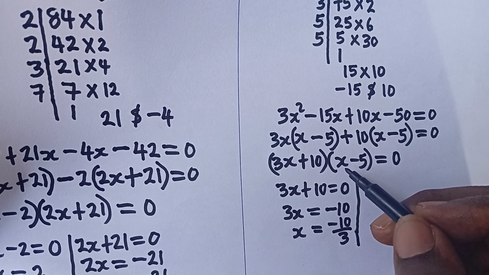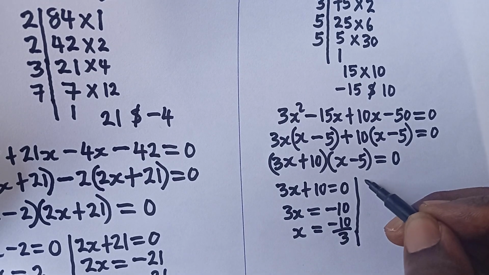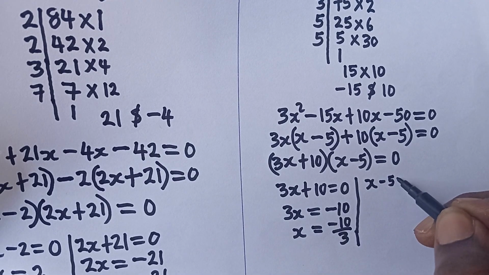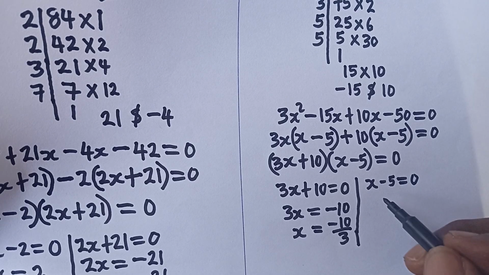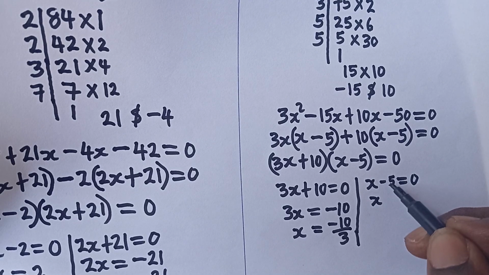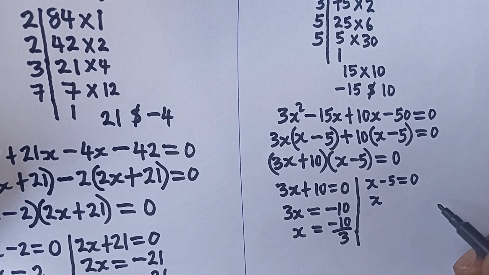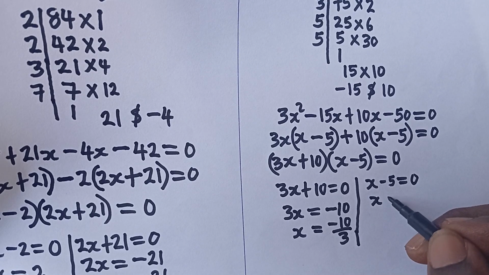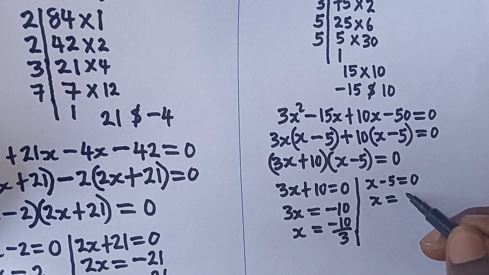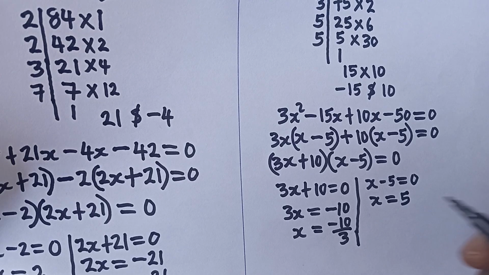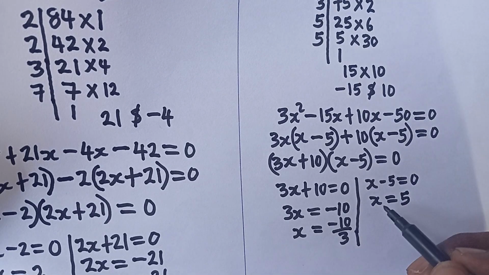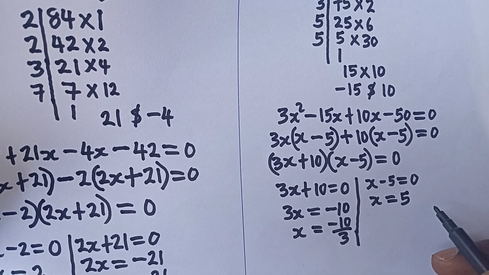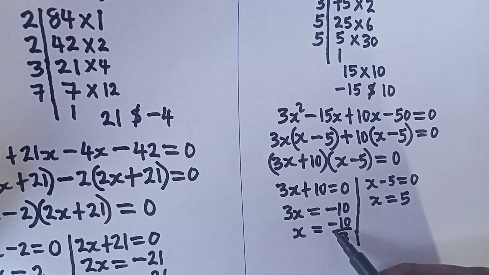Then another thing is to take the second bracket and equate it to 0 again. So I have x minus 5 is equal to 0. So I take x, this negative 5, when it goes to the other side of the equation, it becomes a positive value. And I ignore the 0 there, and then I have positive 5. Now the next thing for me to do is to summarize or conclude my answers. So I have two values here, x equals 5 and x equals negative 10 over 3.